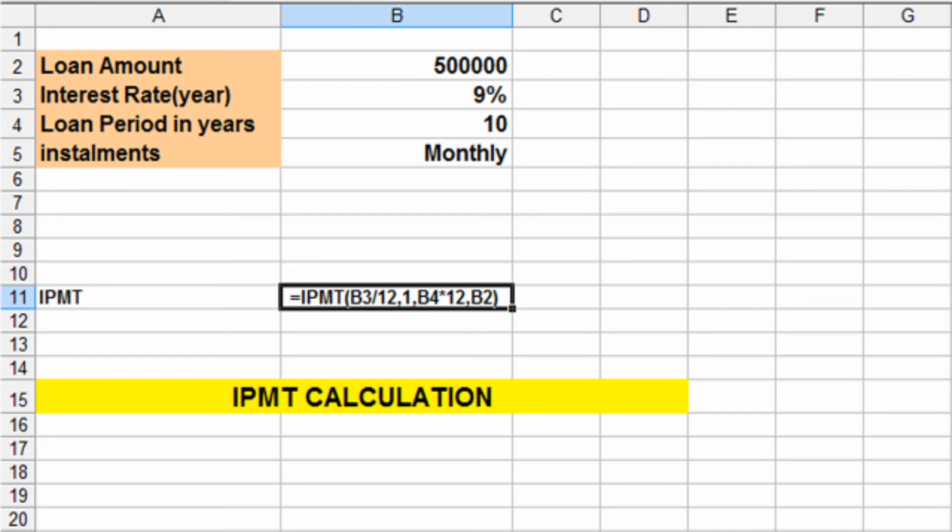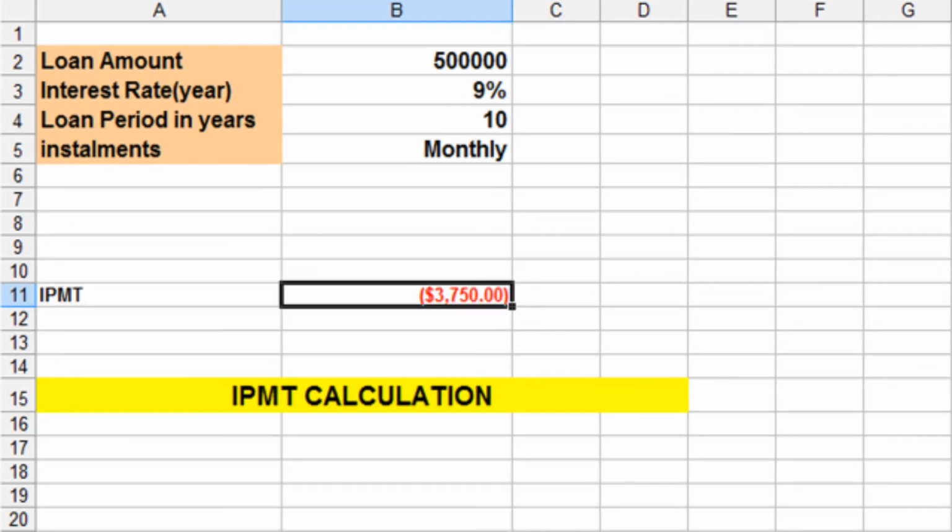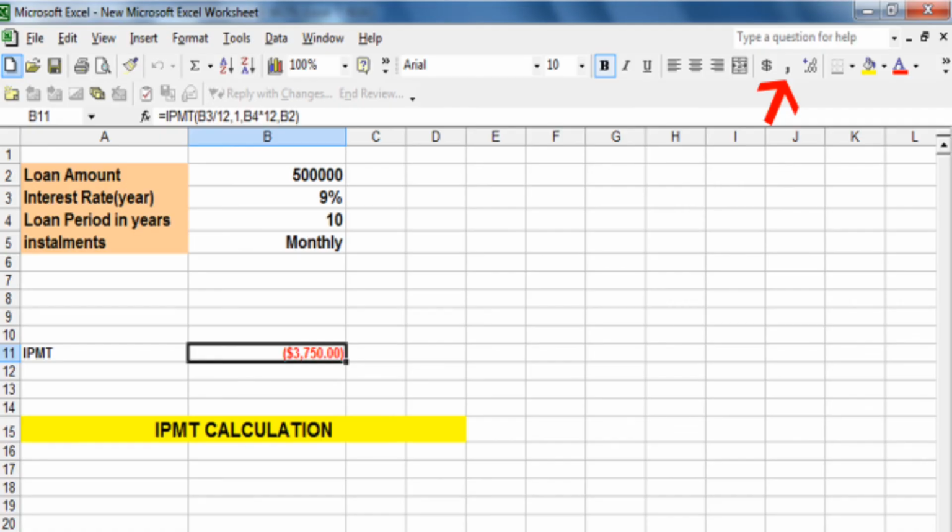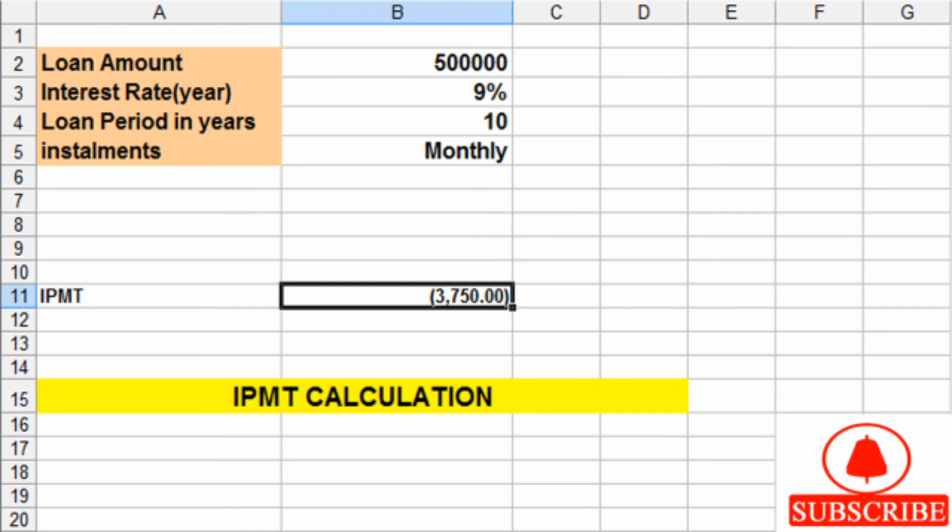Press the enter button. Interest amount is 3750. The amount value is showing a dollar symbol. To remove the dollar symbol, just press the comma symbol. Out of your installment amount 6333.79, the interest value is 3750.